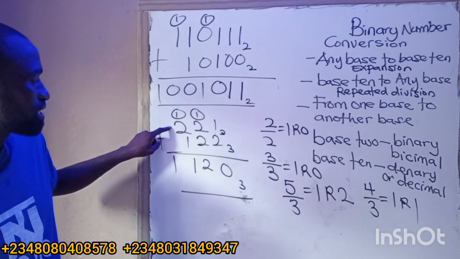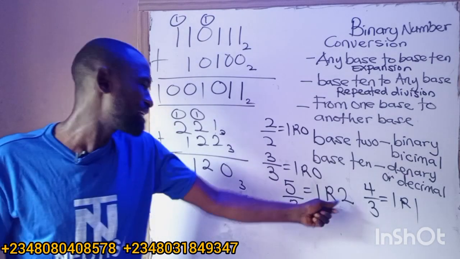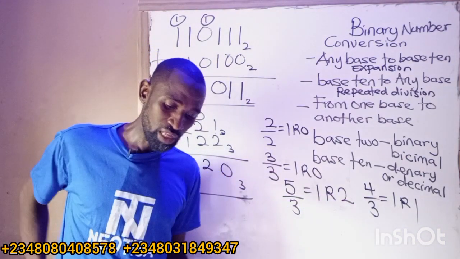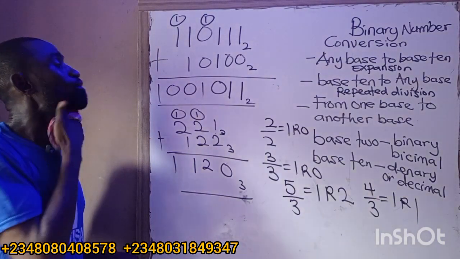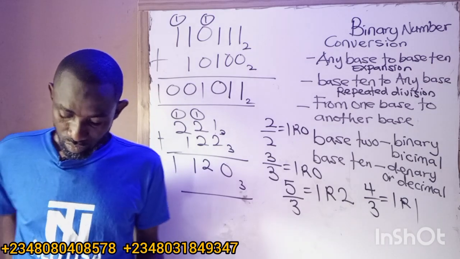1 plus 1 is 2, 2 plus 2 is 4. 4 plus 1 is 4. I cannot see 4 in base 3. I will now divide 4 by 3, which gives us 1 remainder 1. So that is that under addition. So let me take one more question.